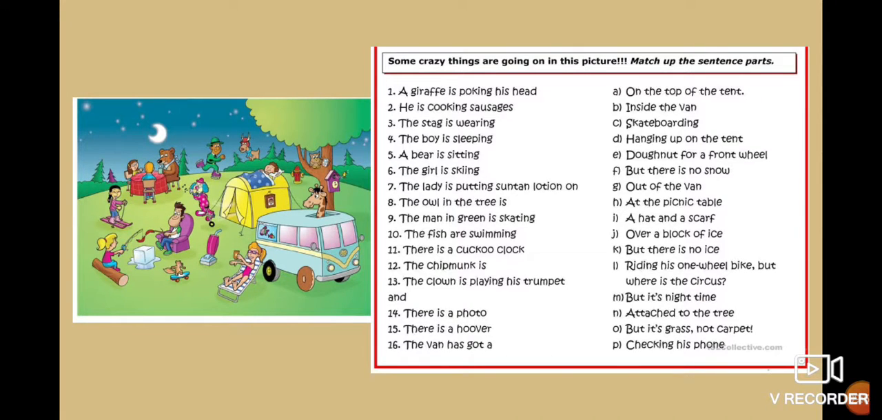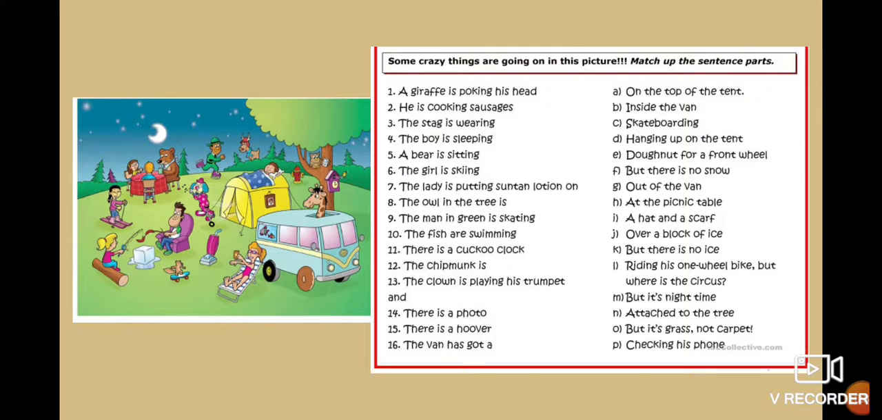Let's see, next one, we have a clown, for example, the clown is playing his trumpet and riding his one-wheel bike. But where is the circus? So the clown is developing this action in this, let me see, passage. But we don't have it in a circus. Yes, we have it maybe in a campfire. Also, there is a photo that is hanging up on the tent. And if you notice, the photo is hanging up on the wall, not on a tent. Let's see, we have a fish also that is swimming inside the pond, similar to a seafood. So this one is not good.